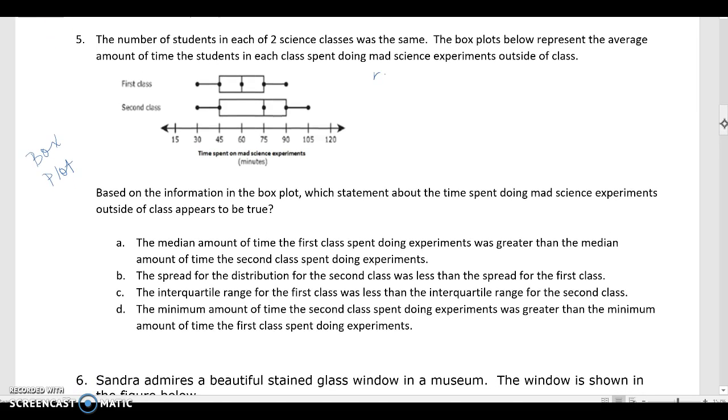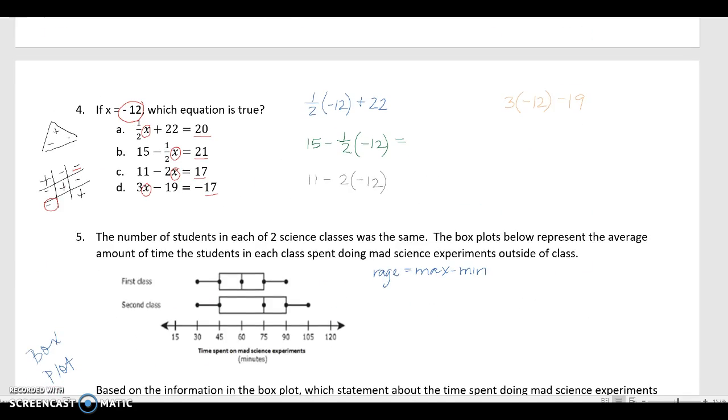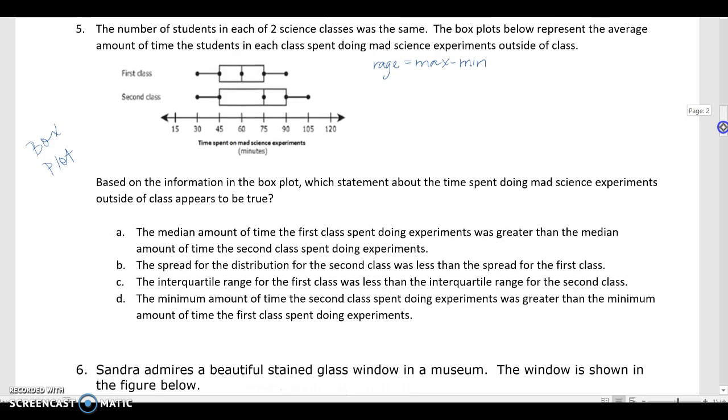So range is the maximum minus the minimum. You want to look at the median, which is the middle number. And then often you want to look at the interquartile range, or the IQR, which is the range of the box.